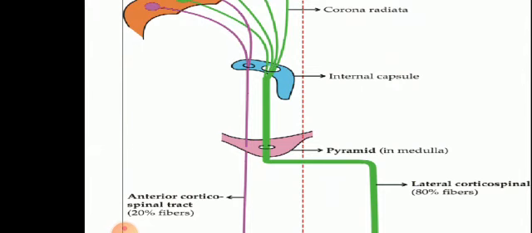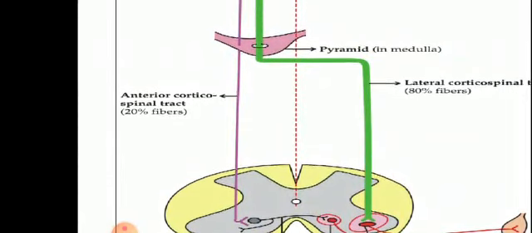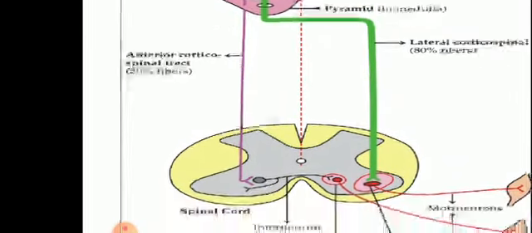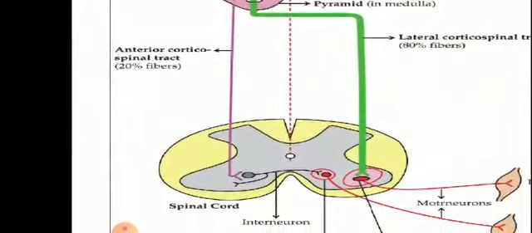Those fibers you call the anterior corticospinal tract, and the fibers cross over to the opposite side only at the spinal cord. So those 20% fibers will directly come down, occupying the anterior funiculus of the spinal cord, and they'll end at the anterior horn cells, and you can see they are crossing over. Crossing over is happening, but the crossing over is happening at the level of the spinal cord.